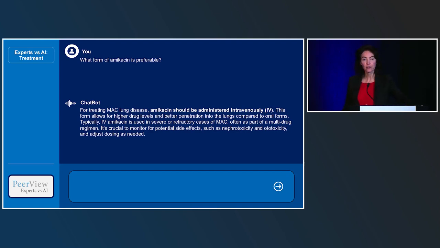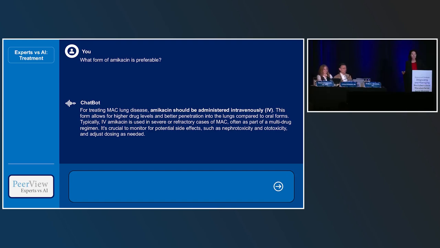I don't know about that, Ms. AI. No, I think Ms. AI, they failed here because we know better penetration into the lungs compared to oral forms. There is no oral form of amikacin. So yeah, I think that was a fail. We know that amikacin concentrates much better in the alveolar macrophages with the inhaled liposomal formulation. So I would just add that.